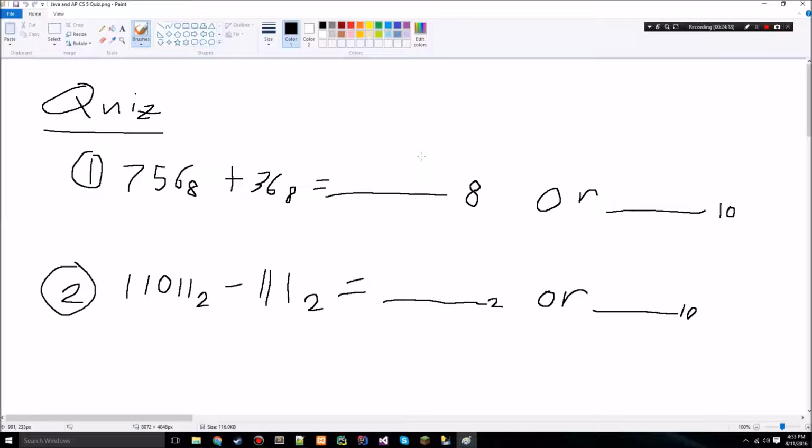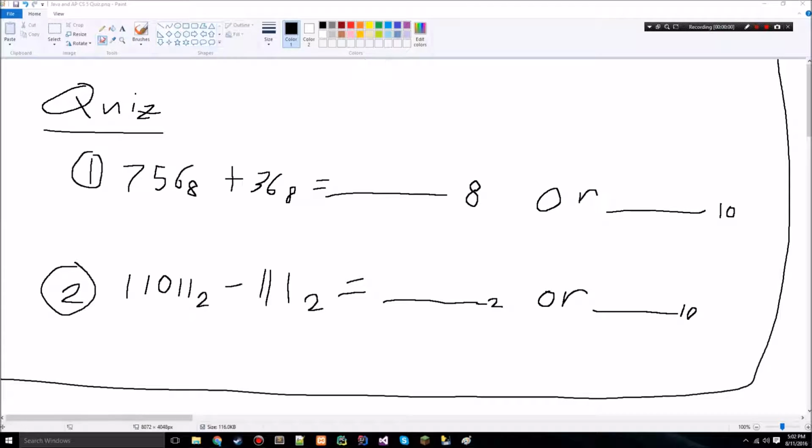Number 1 should take a little bit of time, not that much though. Number 2 is really short, so we want number 1 in base 8, and we also want it in base 10, and for number 2 we want it in base 2 and base 10. So I'm going to go ahead and pause the recording. You go ahead and pause the video, and you go ahead and work these out, and then we'll go over the answers once we come back. So good luck. Alright guys, let's go ahead and go over the solutions.